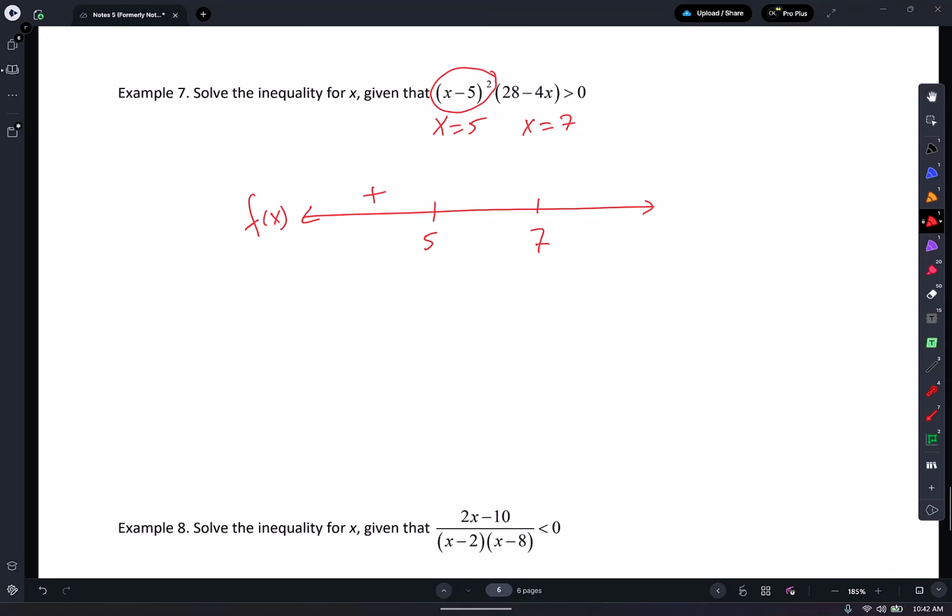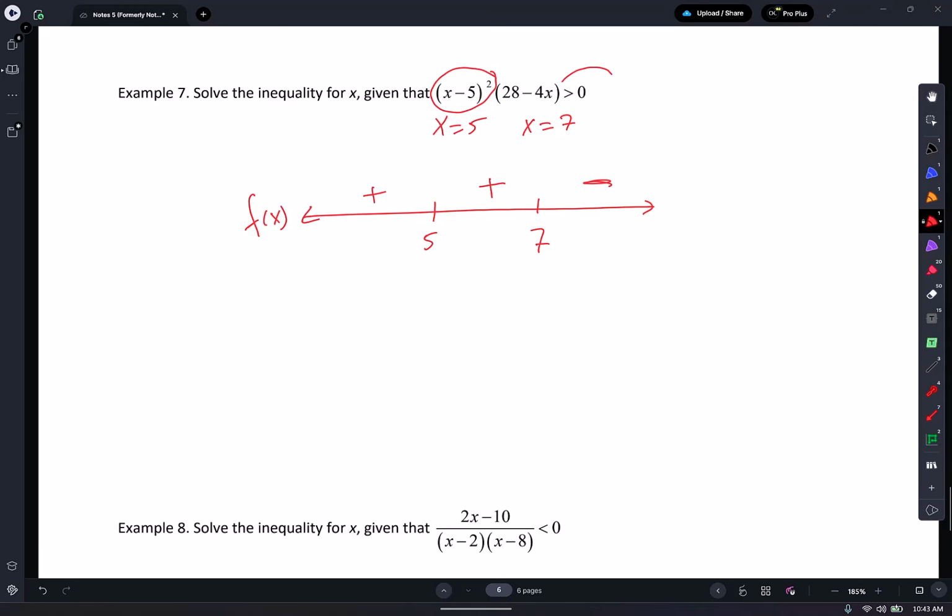Yes. If I plug in a number bigger than 7, any number will work, like 10. Try to use a number that's easy for you to multiply. If I use 10, 4 times 10 is 40, and 28 minus 40, is that positive or negative? Negative.